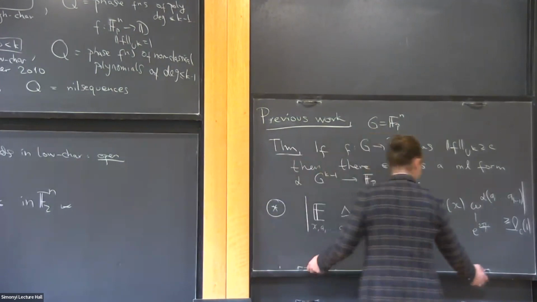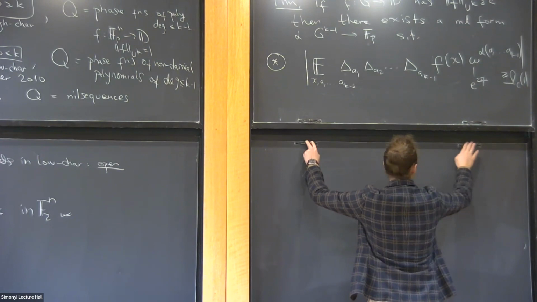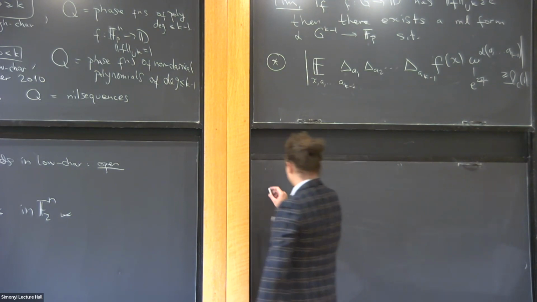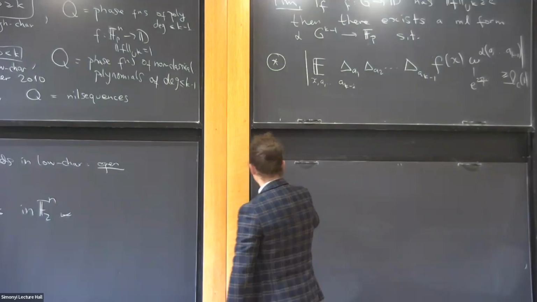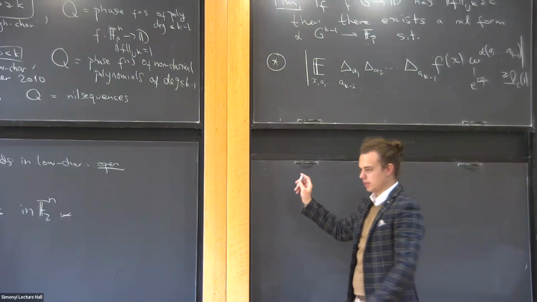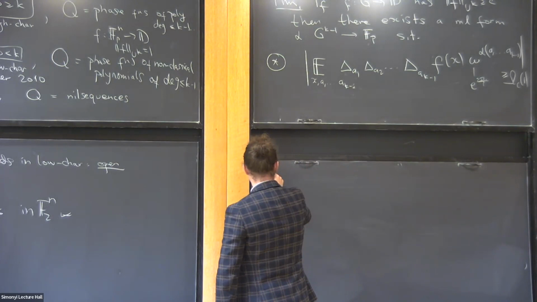And let me say how one deduces the high characteristic case from this. It will actually be surprisingly short. And before I do that, I need to briefly recall some of the terms which we had in the previous couple of days about partition rank and bias. So I guess everyone knows everything about this already, but let's just keep it here.